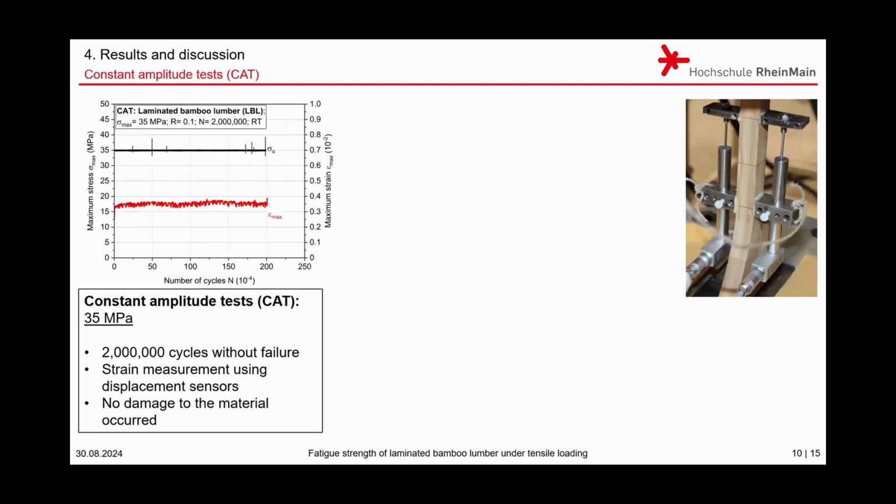So first I want to talk about the 35 megapascal. We had a targeted number of cycles of 2 million cycles. We did record the strains by means of the displacement sensors glued to the material, as you can see on the right. As you can see in the diagram on the left, the specimen was capable of reaching the desired 2 million cycles without failure. And afterwards, when you look at the material, there was no visible damage.